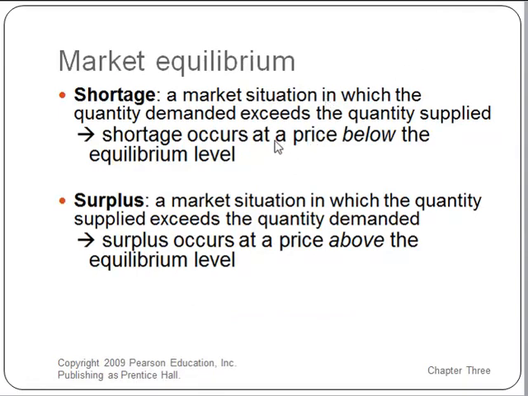Let's go back to slide 25. So the shortage is a market situation in which the quantity demanded exceeds the quantity supplied. Shortage occurs at a price below the equilibrium level. When shortage occurs, they usually are going to bid up the price. Surplus, a market situation in which the quantity supplied exceeds the quantity demanded. Surplus occurs at a price above the equilibrium price. When surplus happens, it's usually going to bring the price down to the equilibrium level.